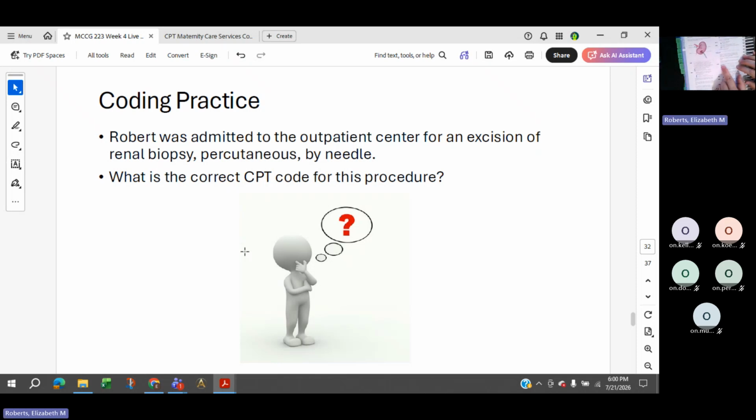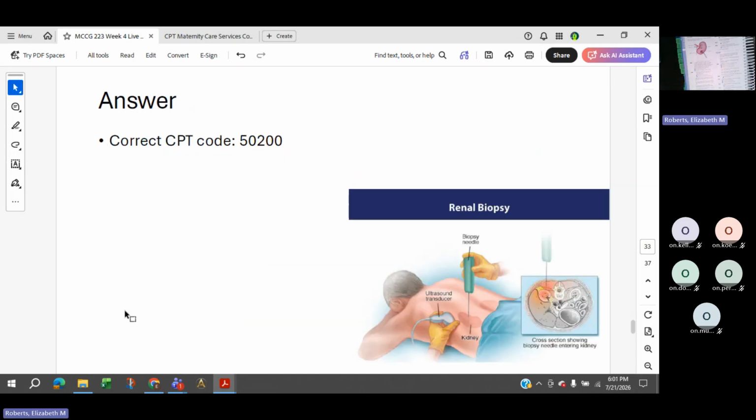It's on page 400. Cheese and crackers. Renal biopsy, percutaneous by trocar or needle. So that's our code. All right.